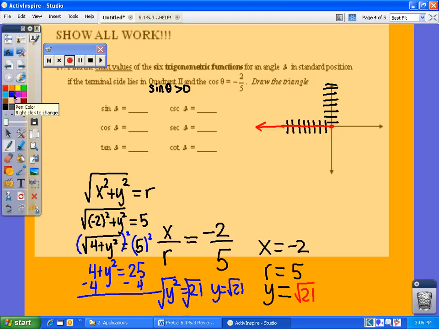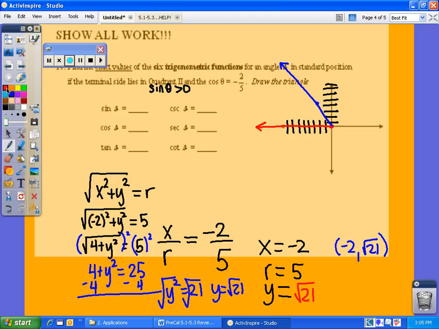Now the next one is going to come from where these two meet, negative 2 and square root of 21. Well, the square root of 21, if you put in your calculator just for an approximation, is equal to 4.58. So I know I'm going to count 2 to the left and up 4 and change in the middle. So basically this is where my point is, and I'm going to draw a line in that direction.